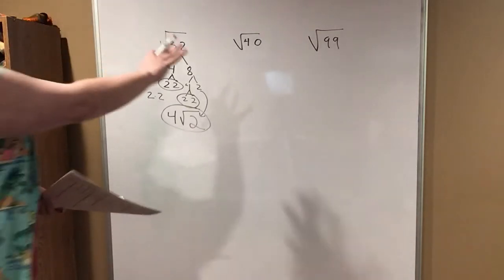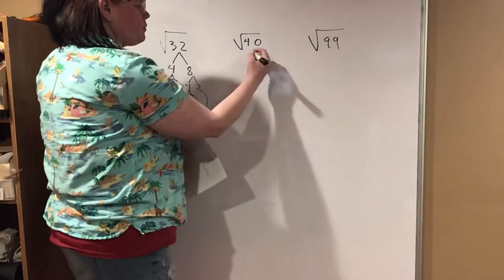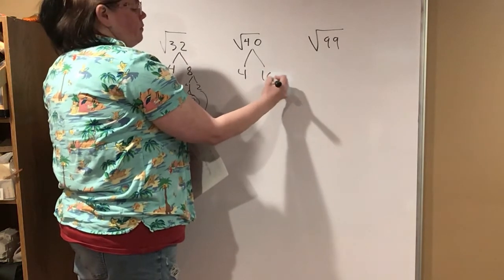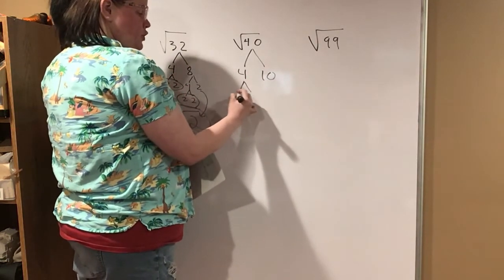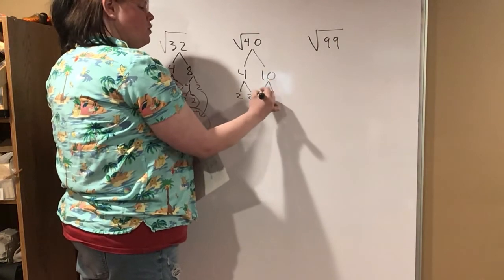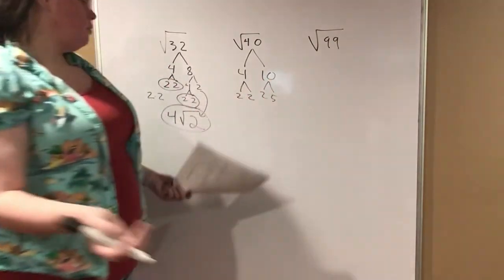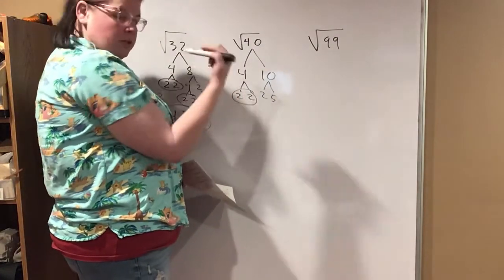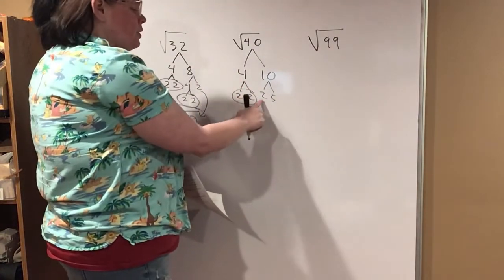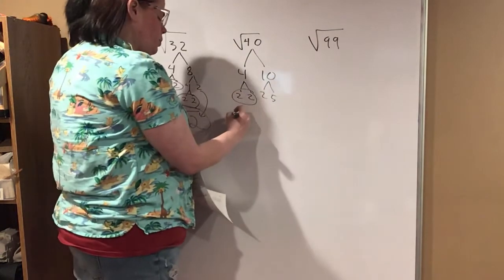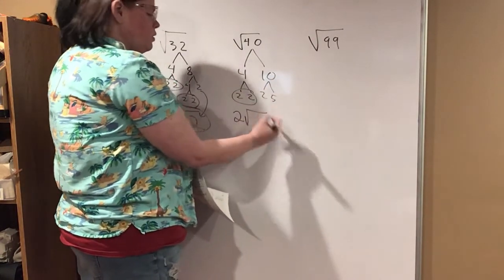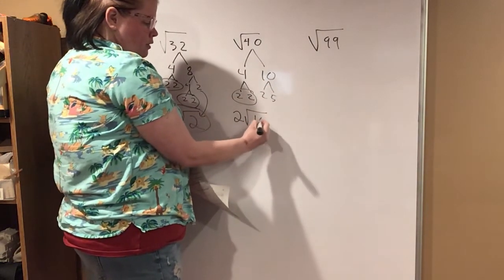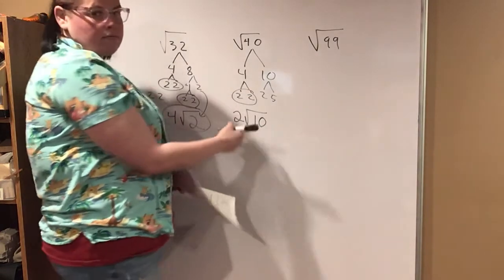So now let's look at the square root of 40. The square root of 40 can be split into 4 and 10. 4 can be split into 2 and 2, and 10 can be split into 2 and 5. Well, where's our pair? Our pair is right here, which means we're pulling a 2 out, but we don't have another pair. So I know I pulled a 2 out. So we have to multiply these 2 back together, which is 10. So it's 2 square roots of 10.